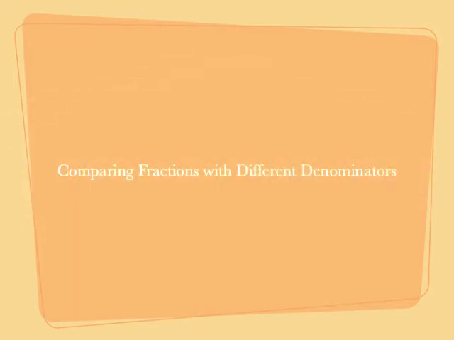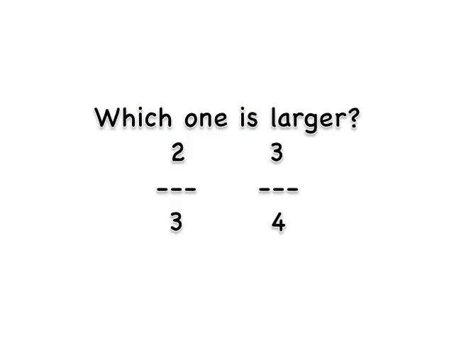Now we are going to try some problems with different denominators. The trick with different denominators is to make them the same. The first problem we will try is comparing 2/3 and 3/4. Which one is larger? Since the denominators are different, we will work on making them the same first.